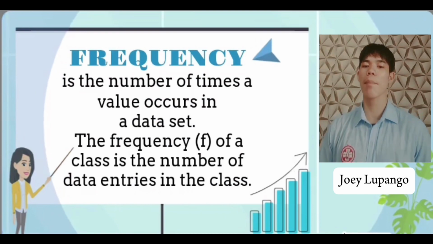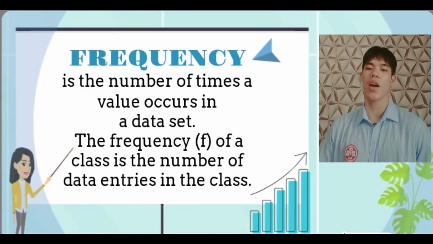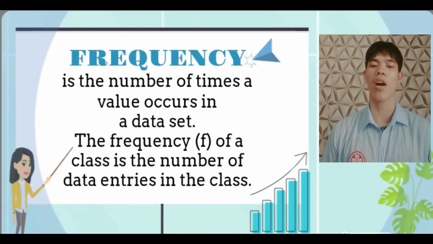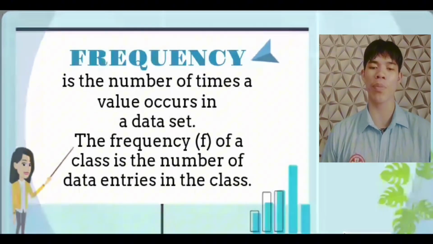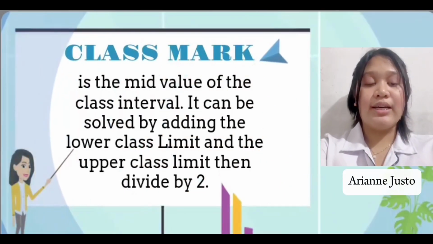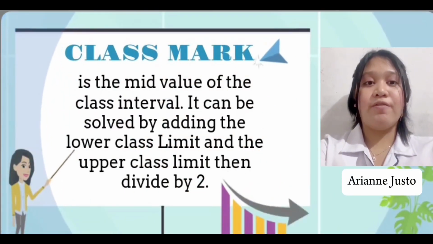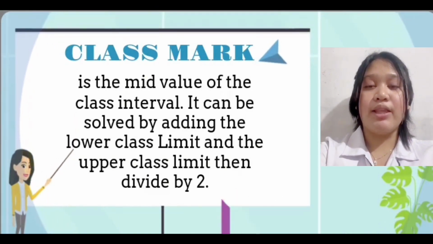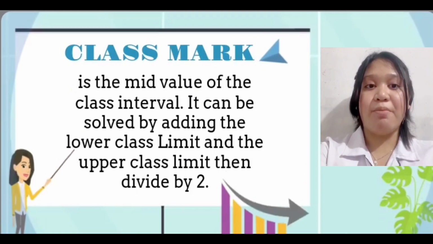Frequency is the number of times a value occurs in a dataset. The frequency, quantitative F, of a class is the number of data entries in the class. Class mark is the mid-value of the class interval. It can be solved by adding the lower class limit and the upper class limit, then divide by 2.